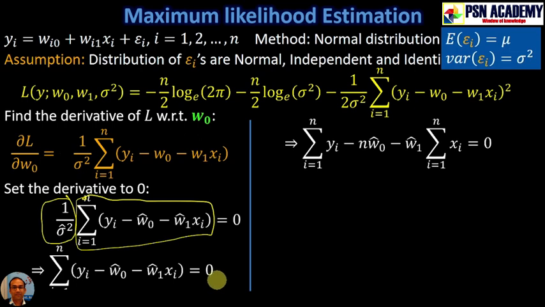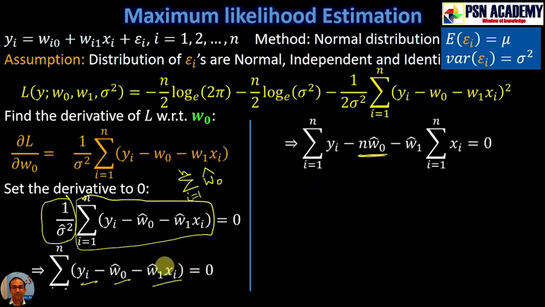Now we apply the summation to each of these three terms. This is the first term, this is the second term, this is the third term. And we go like this, the summation of yi minus n times w0 hat. Because when you take the summation of i equal to 1 to n of w0 hat, you are actually adding w0 hat n times. That is why we have written n w0, right?